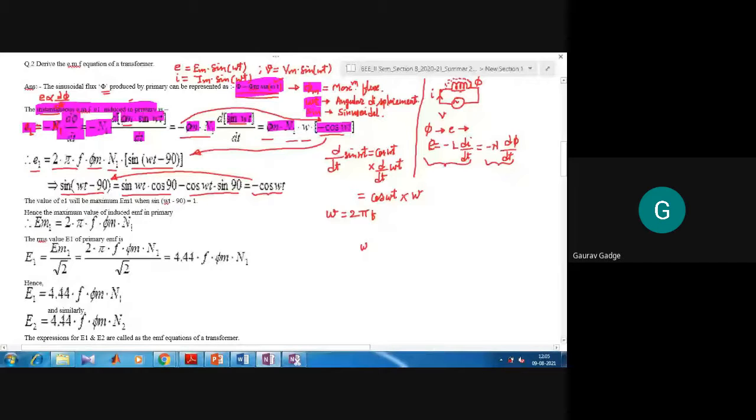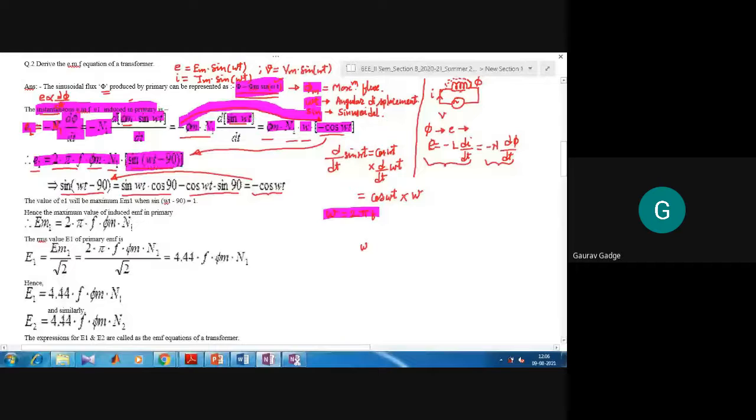Now derivative of omega t is omega. Okay. Now what is omega? Omega is twice pi f. So what you can write is, therefore E1 is equal to twice pi f phi m n1. And cos omega t is replaced by sin omega t minus 90.